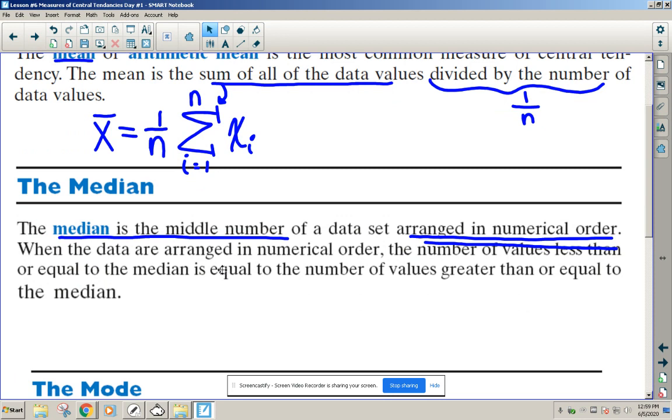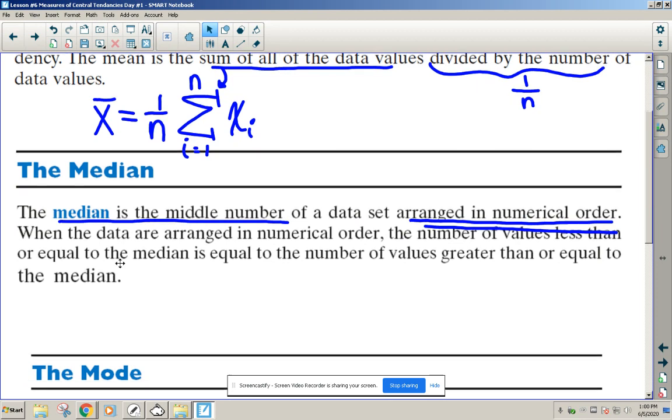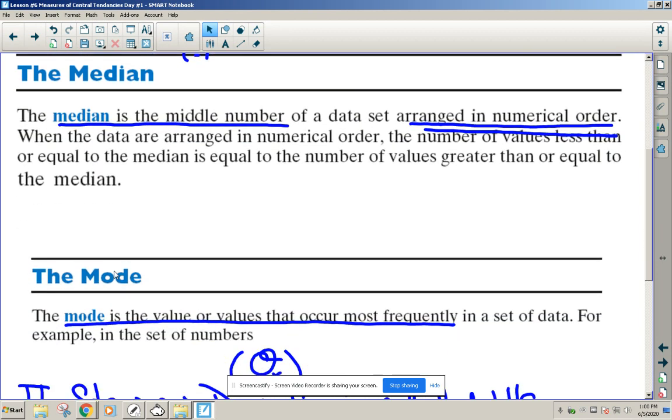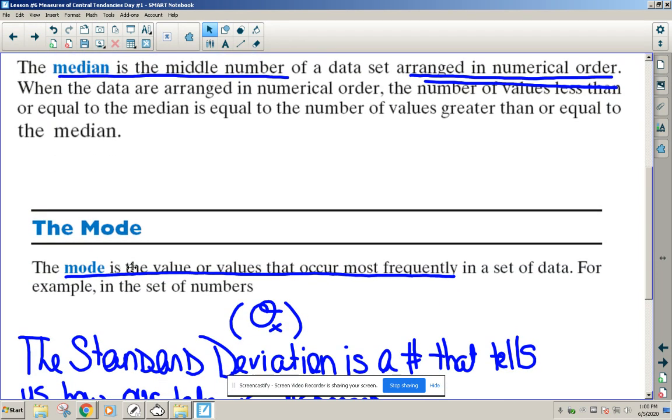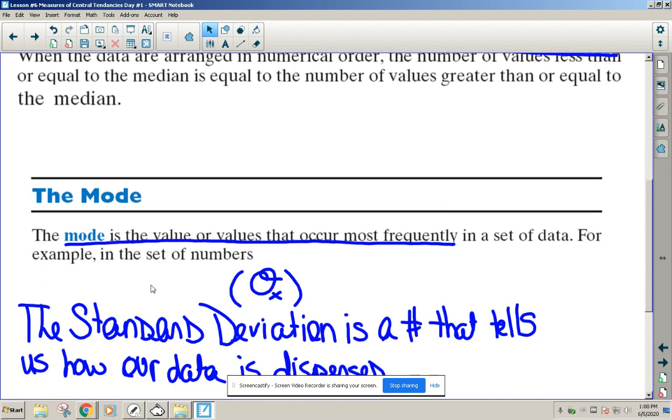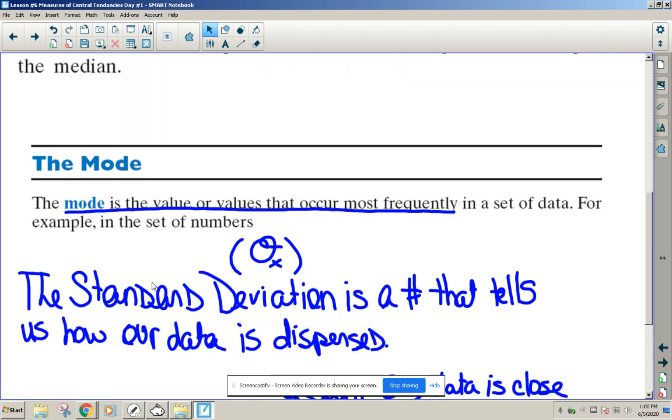Median is the middle. You have to have your numbers in order, and when your data numbers are in order, the middle value is called the median. So median is the middle, just like when you're driving on the expressway, the median is in between the north and southbound lanes. Now, mode is the value or values that occur most frequently in a set of data. When you look for something that is occurring the most, that is called the mode.